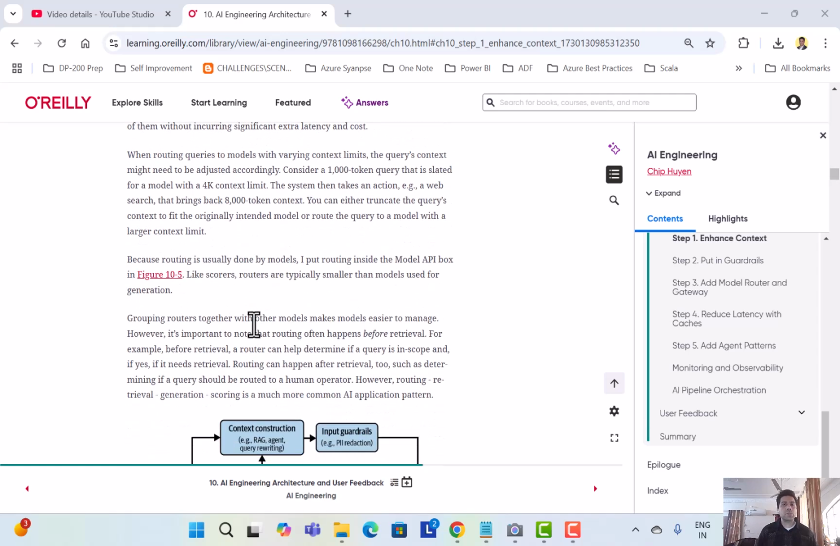When routing queries to models with varying context limits, the query's context might need to be adjusted accordingly. Consider a 1,000 token query that is slated for a model with a 4K context limit. The system takes an action, for example a web search. You can either truncate the query's context to fit the originally intended model or route the query to a model with a larger context limit.